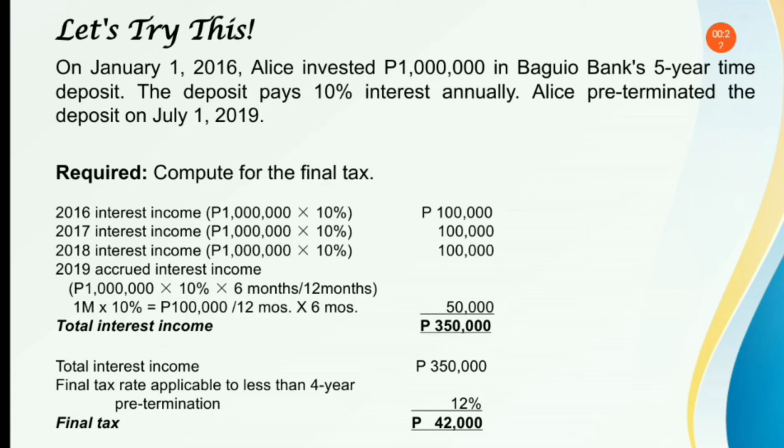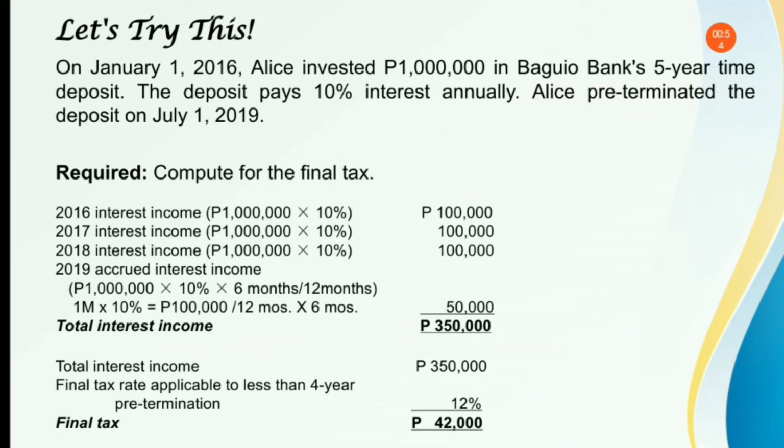Okay, saan galing yung 12% na final tax rate? Take note that yung deposit ni Alice started on January 1, 2016, tapos pre-terminate niya on July 1, 2019. So how many years is that? So January 1, 2016 to December 31, 2018, no? 2016, 2017, 2018. So that is 3 years.